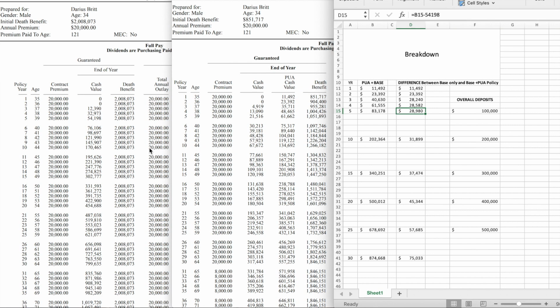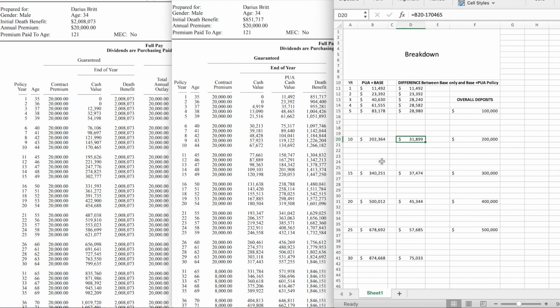Now let's jump to year number 10. Year number 10 goes by. This policy number 1 has $170,465 available. Policy 2, remember we're going to add these two columns together. So this gives us $202,364 available. The difference between policy 1 and 2 is $31,899.